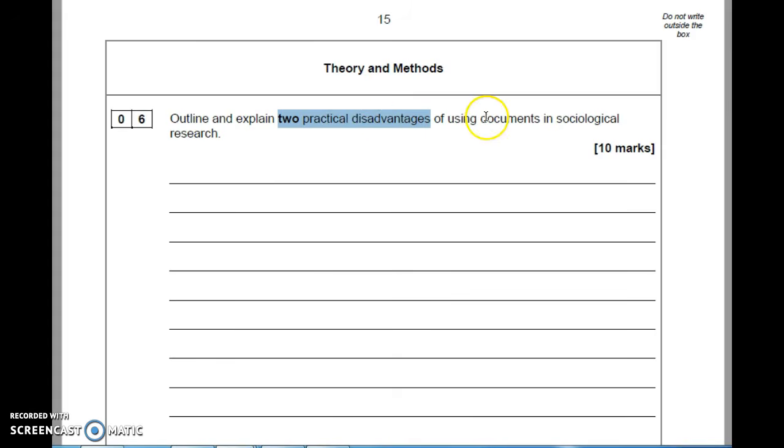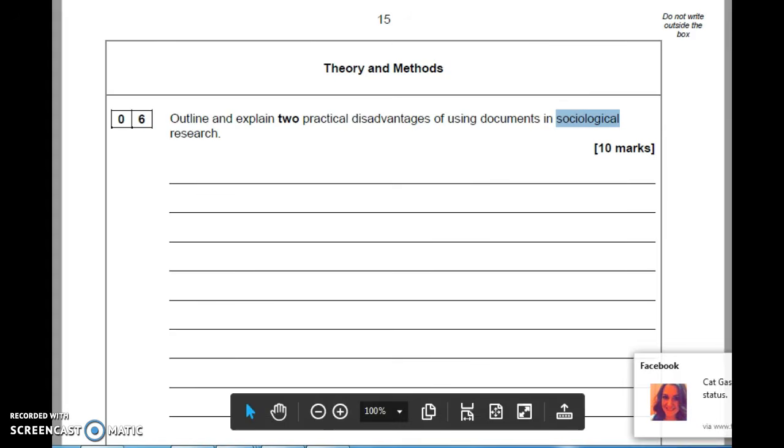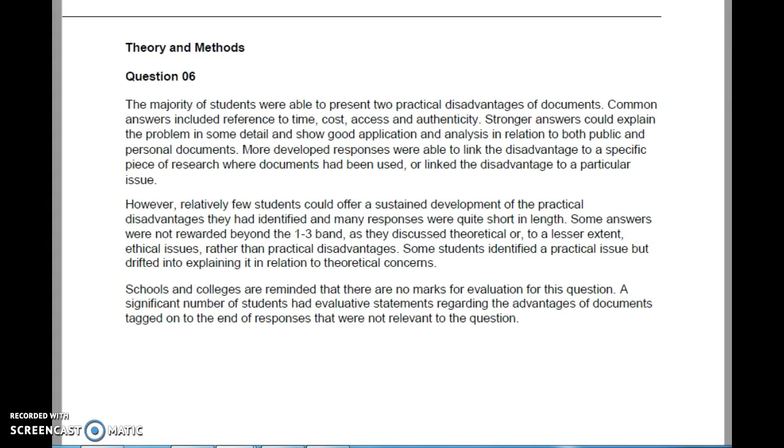Practical disadvantages. The second connective is documents. So give me an example of a document, and you can gain marks by giving an example from sociological research. What I would recommend is for every method you know at least one example of it in research. Okay, so there were the connectives. You needed practical disadvantages, you needed examples of documents, and at least one link to sociological research to be getting top of the band. Okay, so this is basically what the examiner was saying.